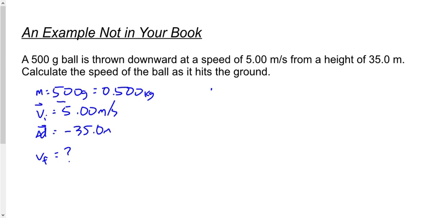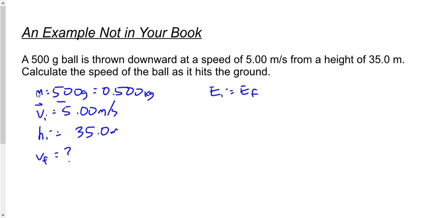Solving for this using conservation of energy, I'm going to say EI equals EF. I'm going to change this actually. Instead of delta D is negative 35, what should I call it? HI, the initial height, negative 35 meters? No, the displacement was negative 35 meters. The initial height is 35 meters.